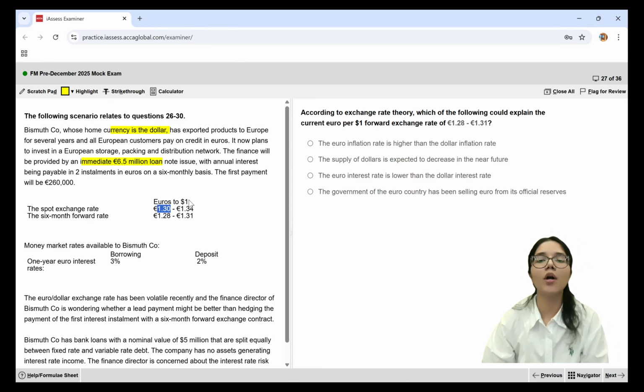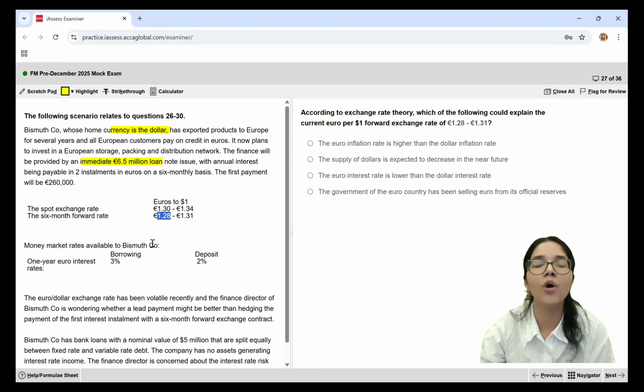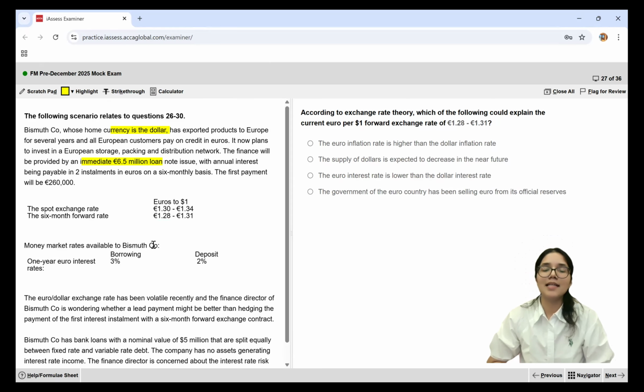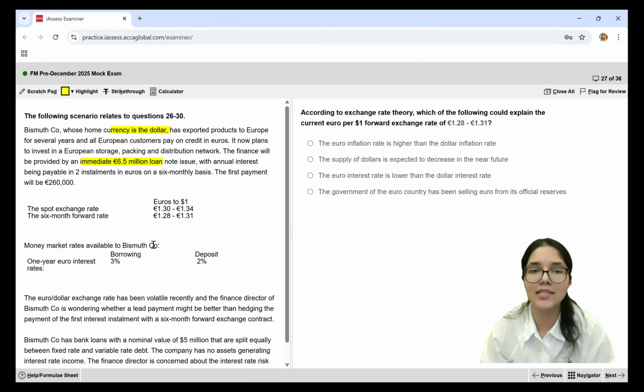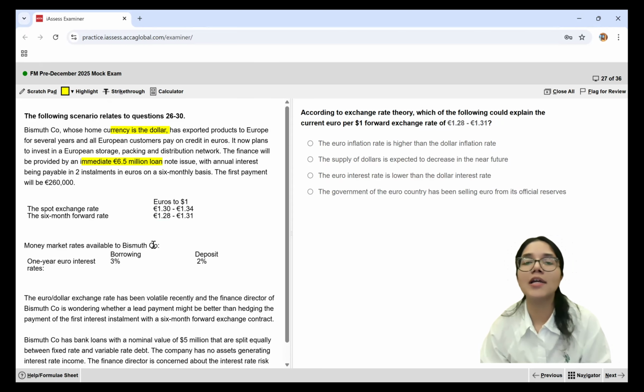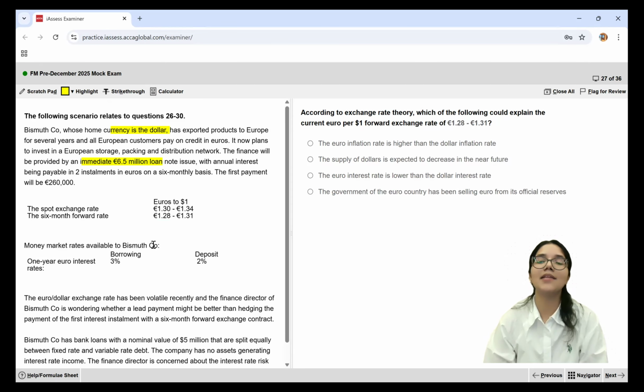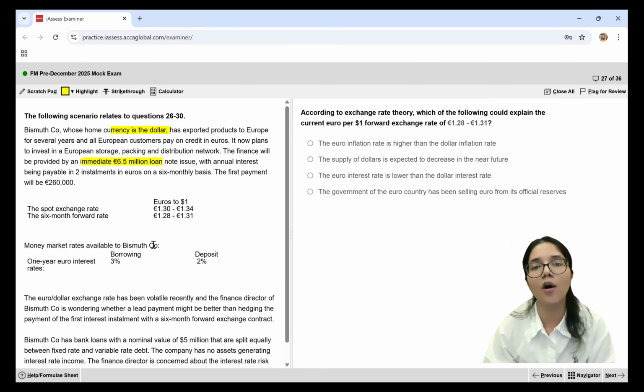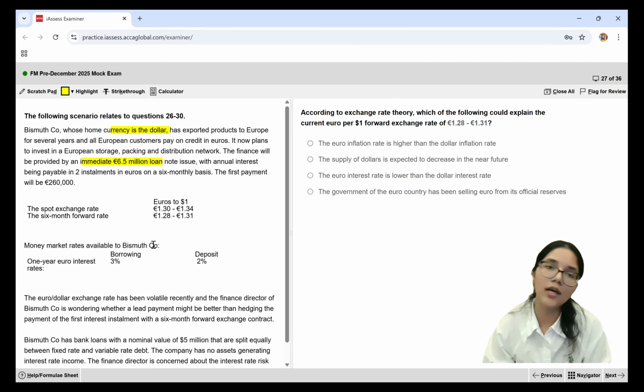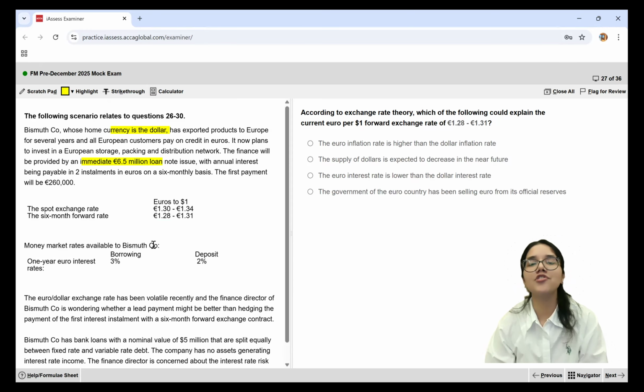Now having a look at what changes in the forward rates. So in the forward rate, that same $1 will now be able to fetch you €1.28. That's a fall by 0.02 euros, or you can say 2 cents. Now the same dollar is now able to fetch lesser euros. That means that the euros are strengthening and the dollar is weakening. So whenever any currency gets stronger, what are the explanations? Their interest rates will be lower. Their inflation rates will be lower.